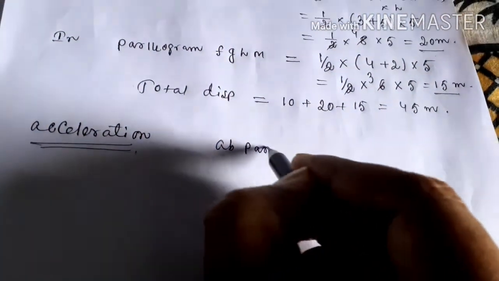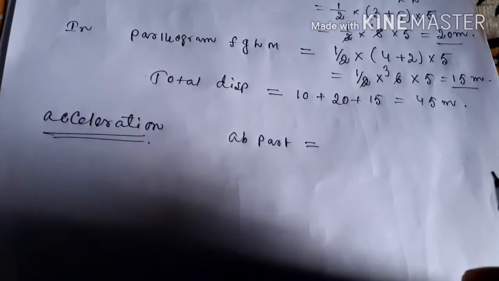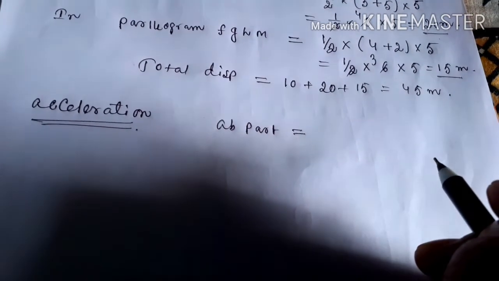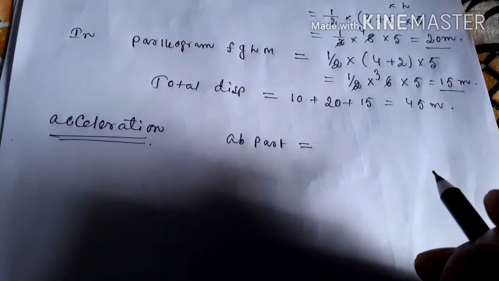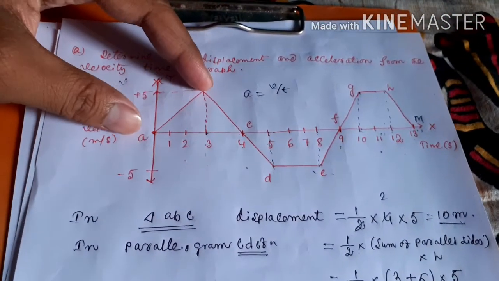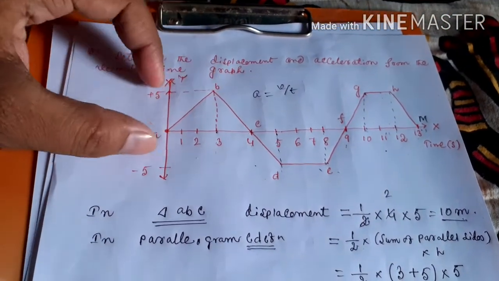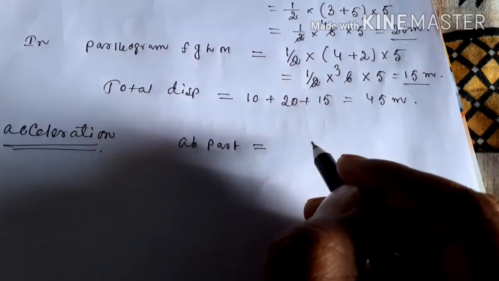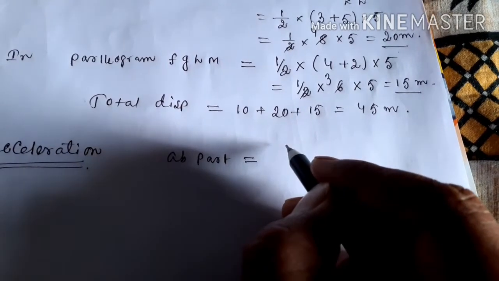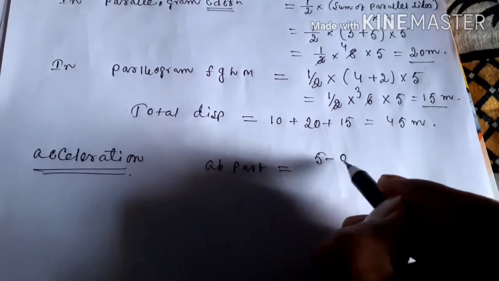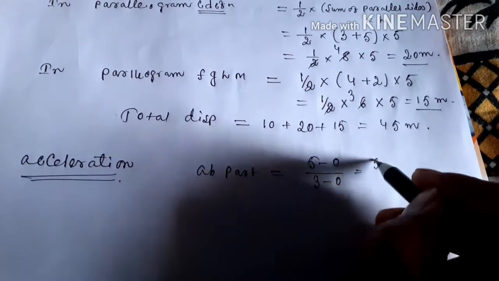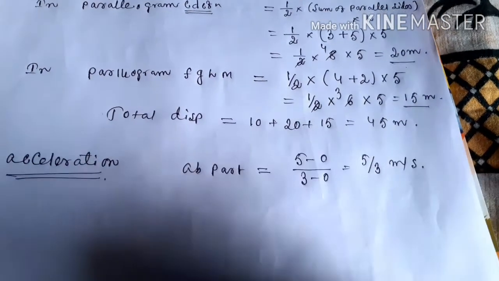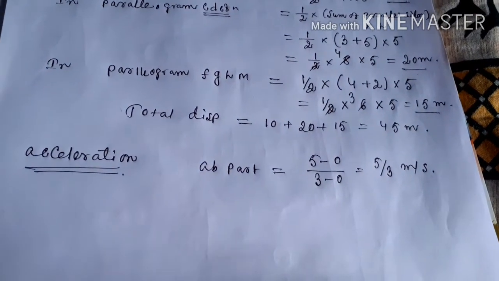if you talk about the AB part, in the diagram you can easily see in the book that it is given what the velocity will be and what the time will be. This part's velocity is 5. So this is the change in velocity, that means 5 minus 0, divided by time, which is 3 minus 0. So 5 by 3 meter per second is the acceleration in the AB part.